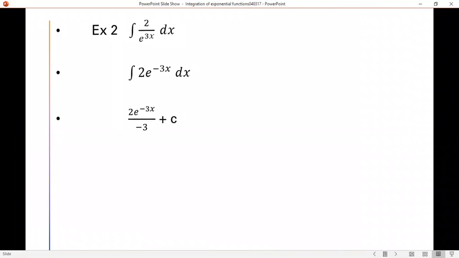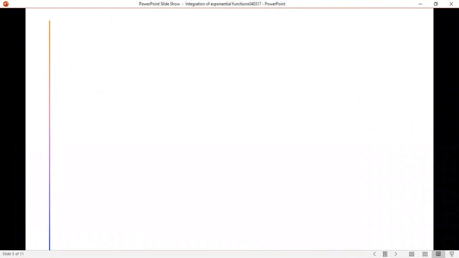Next example. The integral of e to the power of 1 minus 3x with respect to x. Coefficient of x is minus 3. So the answer is e to the power of 1 minus 3x divided by minus 3 plus c. Why do we need to divide by minus 3? Because the coefficient of x is minus 3. So the answer is e to the power of 1 minus 3x divided by minus 3 plus c.